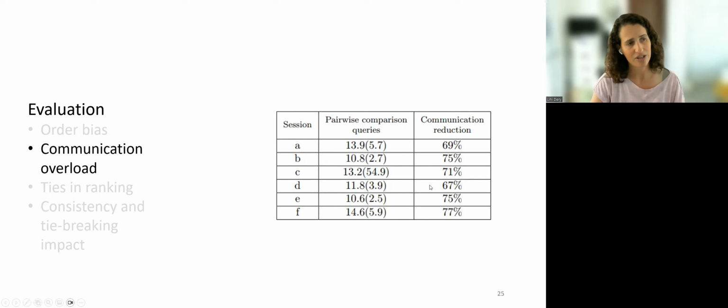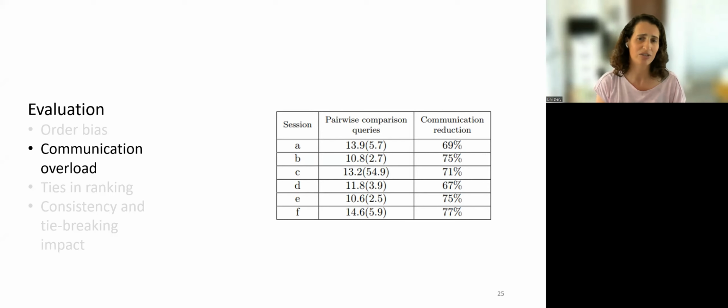And for communication reduction, what I did is I computed what would have been the number of pairwise comparison questions they need to answer if I asked them only pairwise comparison questions, without asking them to rate items at all, without asking them to give scores. And here you can see the communication reduction when you compare my method to methods that only use pairwise comparisons. Okay, so this was just to check the data and to check the communication overload.